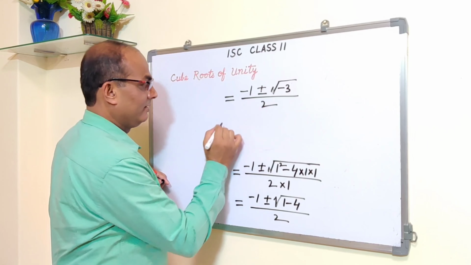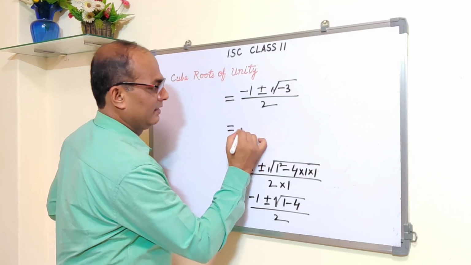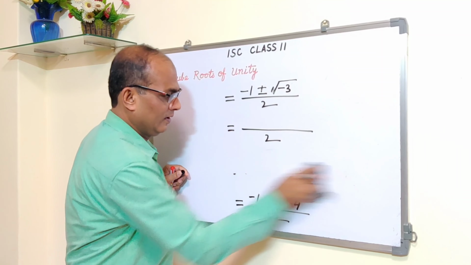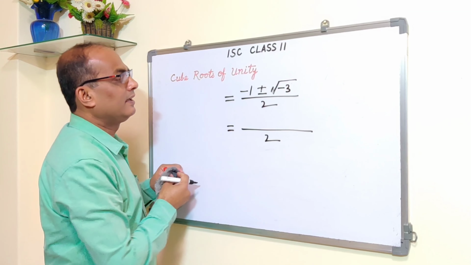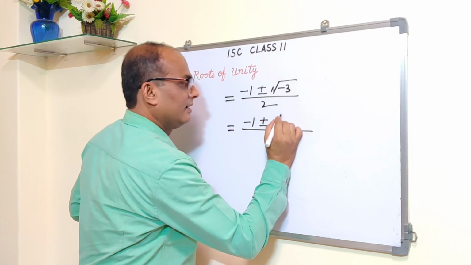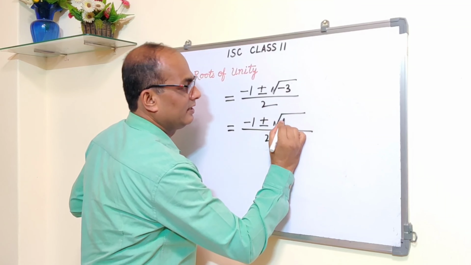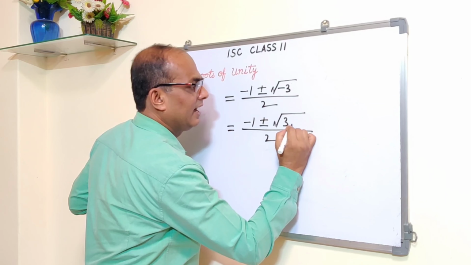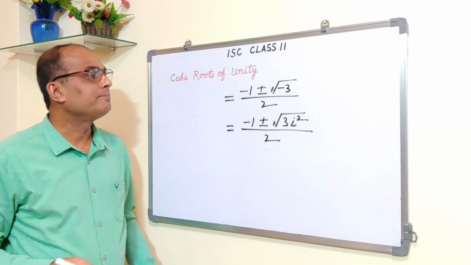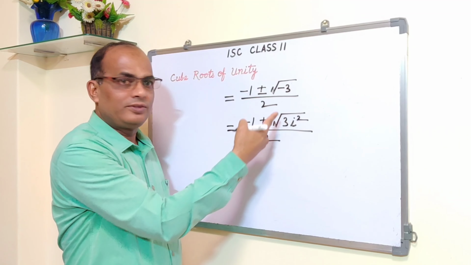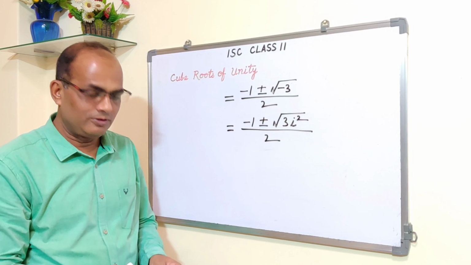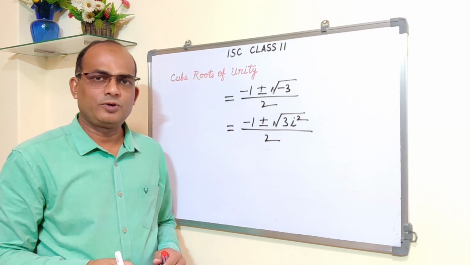And this we can write down as minus 1 as it is, plus minus root 3 as it is, and minus 1 we can write as i square, because i square is minus 1. Minus 3 means minus 1 into 3, where 3 is as it is and minus 1 means i square, because i square is equal to minus 1. We have done complex numbers.